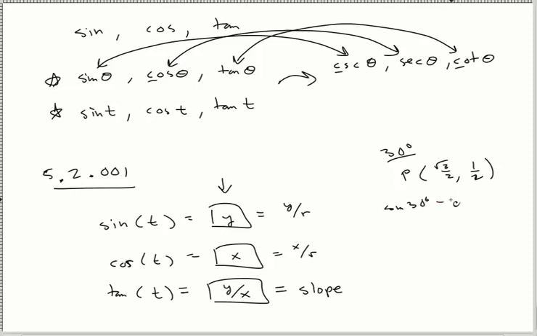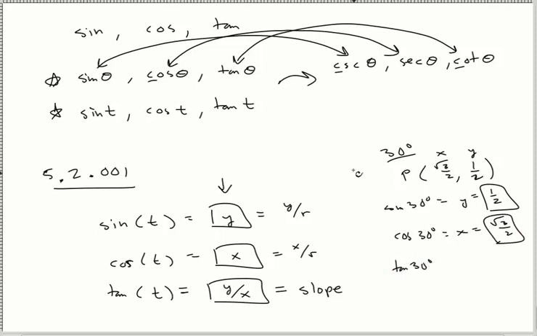Well, it's the y value, which is right here. This is x and y. It's the y value, so literally 1/2. Hey, what's your cosine at 30? Well, it's your x value, so it's that guy right there. Done. Super easy. What's your tangent?